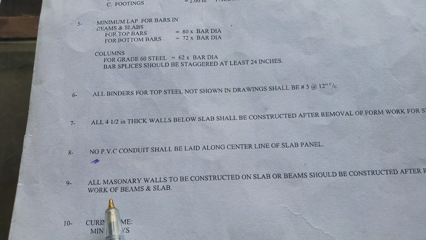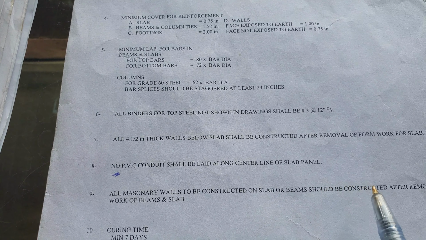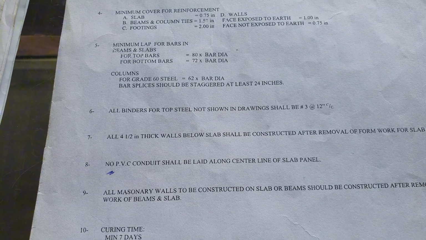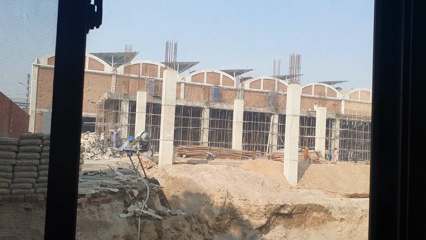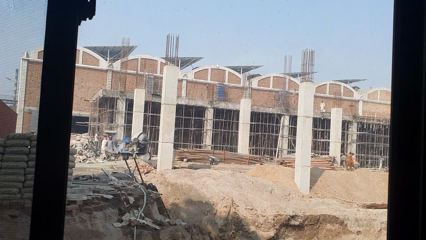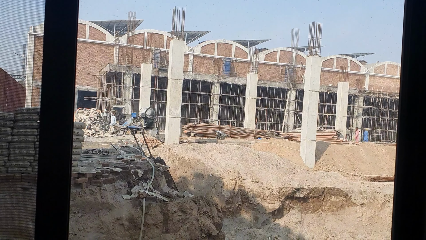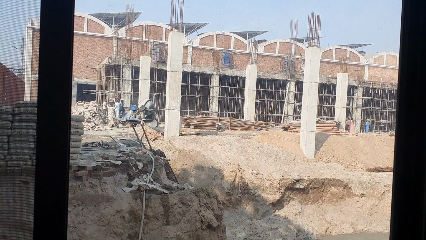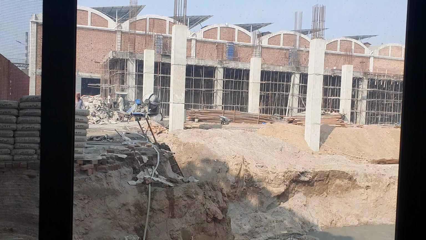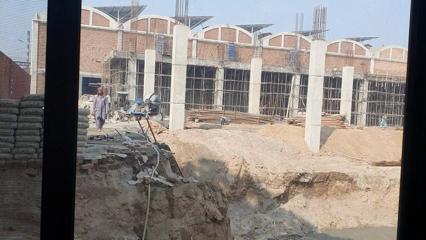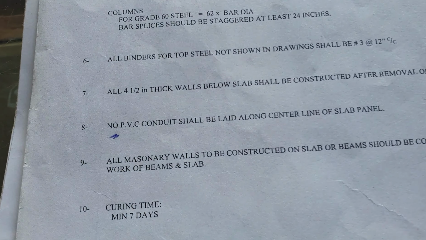Point 9, all masonry walls to be constructed on slab or beams should be constructed after the removal of formwork of the beam and slab. Like you can see on the site, the shuttering of the beam and slab is executed, and the slab is also filled here. So you cannot do any masonry work or wall work under this shuttering. You must take care of that. So that's the basic point.